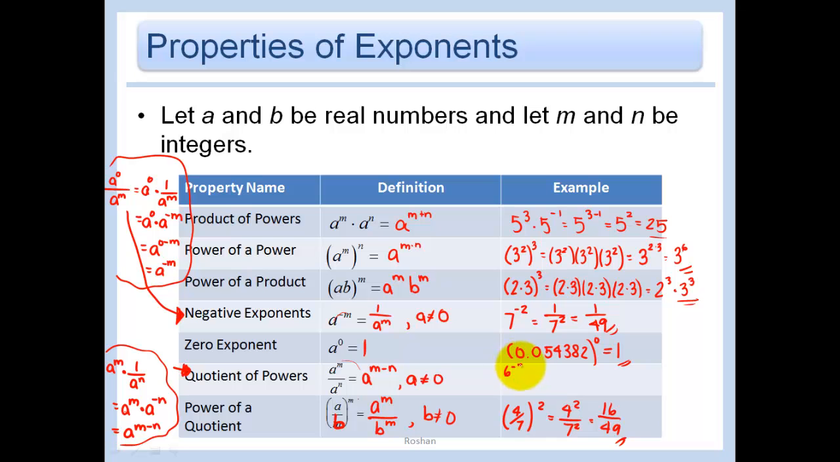6 to the negative 3 over, let's say, 6 to the negative 6. Again, it's very important that I have the same bases, which I do. If I have the same bases, I can subtract the exponents. So negative 3 minus negative 6 is plus 6, 6 to the third power. I could leave it just like that. Okay, so those are my basic properties, and now I'm just going to play with them.